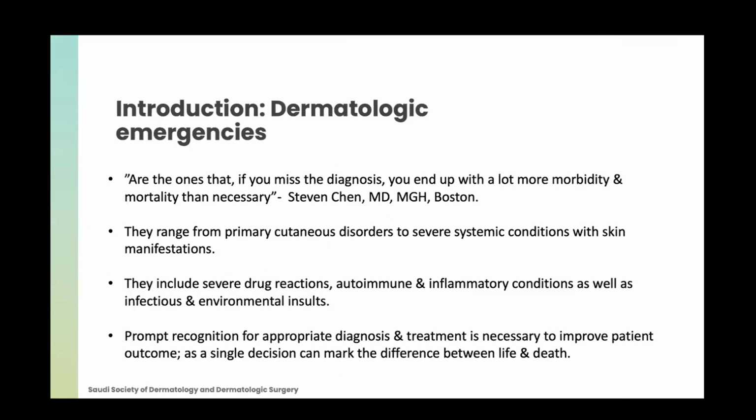So what are dermatological emergencies? Dermatologic emergencies, as Stephen Chen once said, are the ones that if you miss the diagnosis, you end up with a lot more morbidity and mortality than necessary. They range from primary cutaneous disorders to severe systemic conditions with cutaneous manifestations. That includes your SCARs, so your severe cutaneous adverse drug reactions, your autoimmune connective tissue diseases and other autoinflammatory conditions, as well as infections and environmental insults.